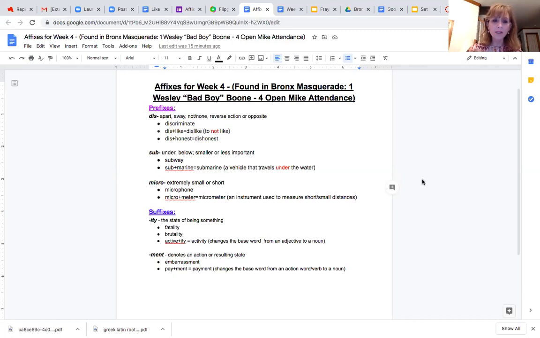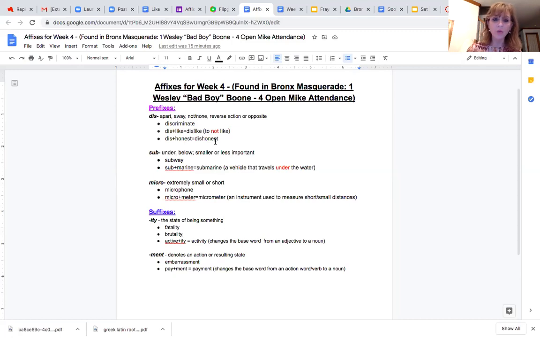So our first prefix is the word dis, and it means apart, away, not, none, reverse action, or opposite. That's the definition. Our example from the book is the word discriminate. And when we take dis and we put it with the root word like, we have something that would mean not like, right? So it equals dislike, to not like. When we take dis and put it with the base word or root word honest, we get the word dishonest, which means to not be honest, and so forth and so on.